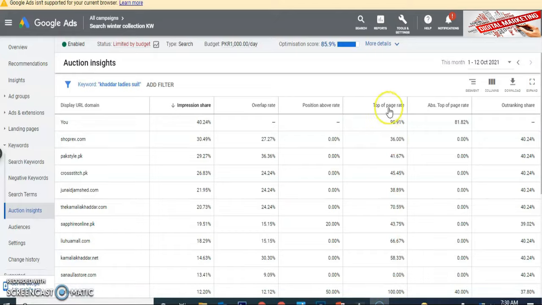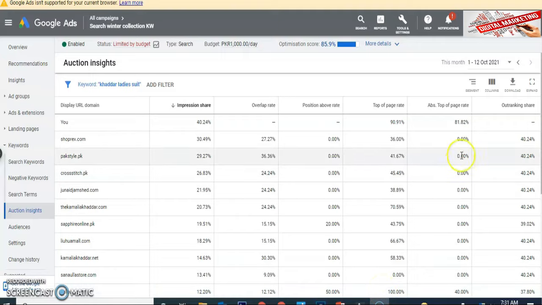Now there is one more detail with this: absolute top of the page. Absolute top of the page means you are on the top of the page, at the number one position. The top of the page includes four ads. Google will show four ads on top of the page, so this could be 1, 2, 3, 4. You can be on any position, 1, 2, 3, or 4, but you remain on the top of the page. Similarly, Zelbari will remain on the top of the page, but the position will be 1, 2, 3, or 4.